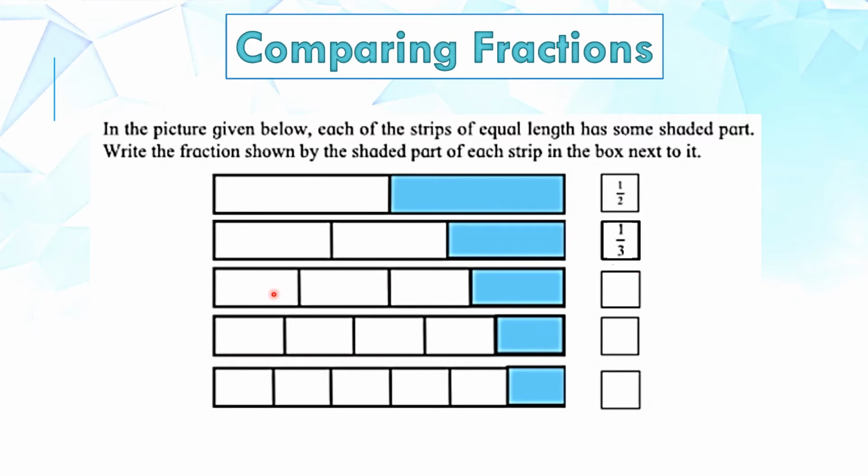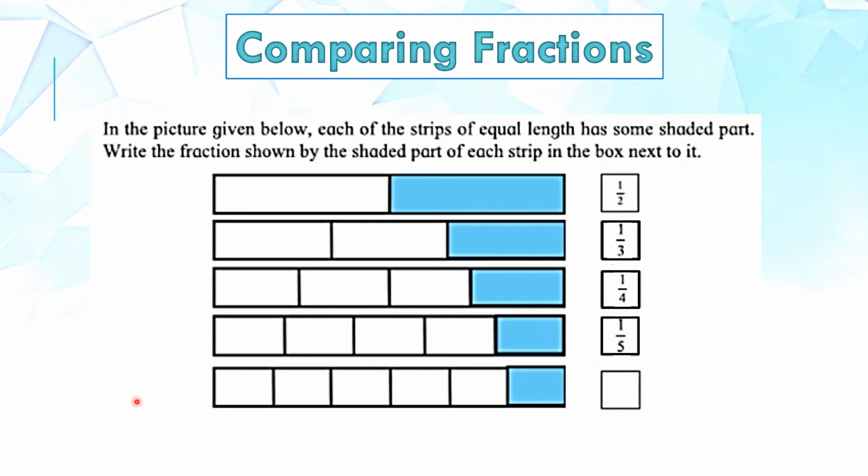Next, here 1, 2, 3 and 4. 4 equal length parts with one part shaded. So, the fraction will be 1 upon 4. Now, next strip 1, 2, 3, 4, 5. 5 parts are there and one part is shaded. So, the fraction will become 1 upon 5.